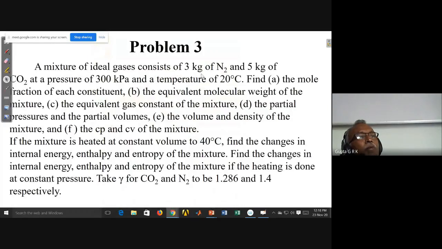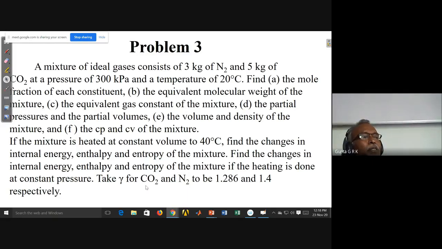So the masses are given. We can find out the mass fraction, and using the molecular weight, you can find out the mole fraction, and the total mass and total moles also. Then you can find out the molecular weight, the gas constant, and then partial pressures and partial volumes, and the total volume by adding the partial volumes. The inverse of density is specific volume, and the Cp and Cv of the mixture I can also find out.